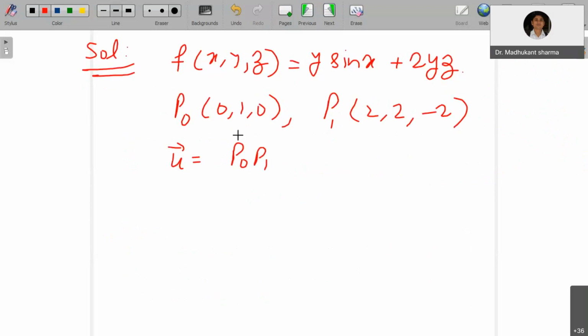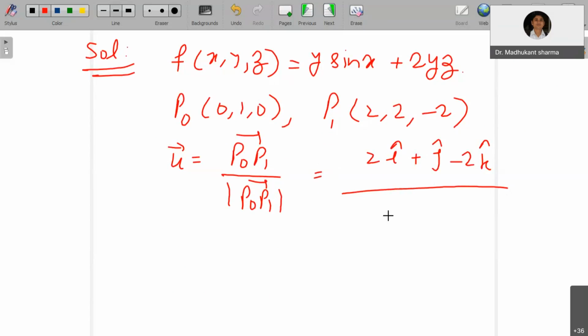The unit vector is P naught P1 divided by mod of P naught P1, the unit factor. So this is (2i plus j minus 2k) divided by the square root of 2 squared plus 2 squared, that's 4 plus 4 is 8, plus 1 is 9, and the square root of 9 is 3. So you are trying to identify the unit vector in the direction of this.